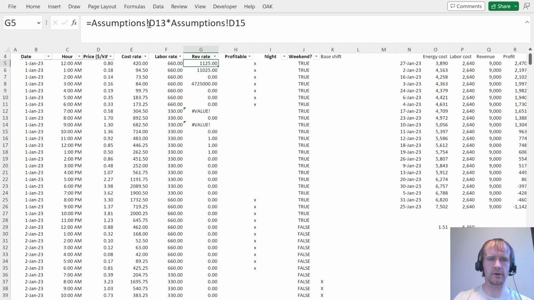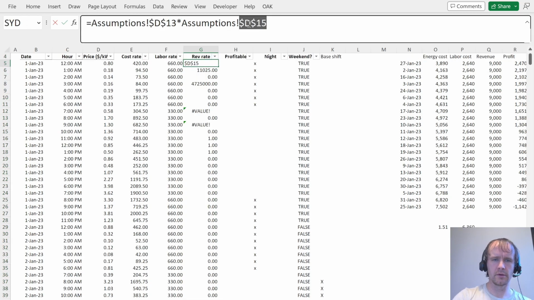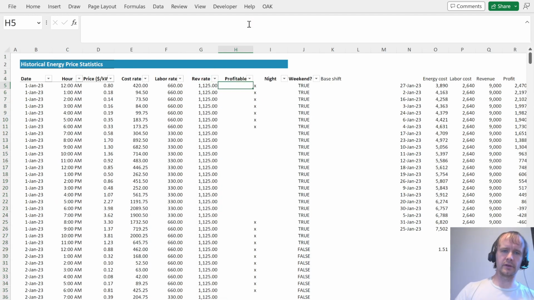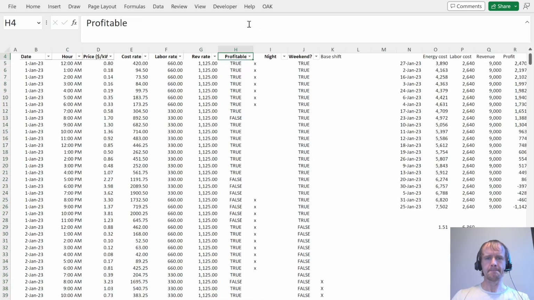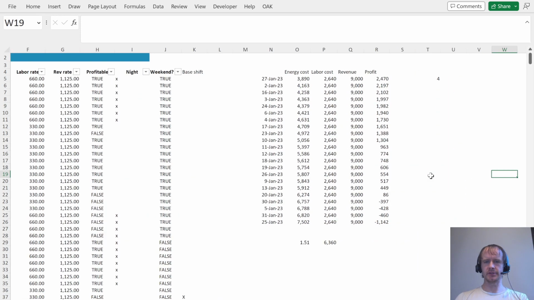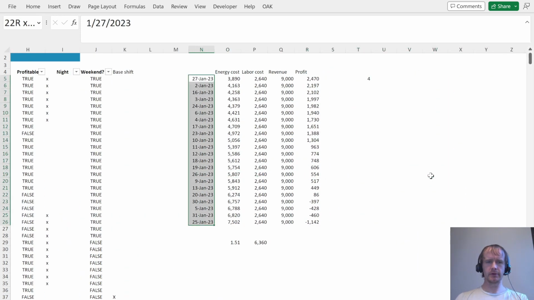Oops, sorry. Gotta lock. So then equals this minus this minus this. Oops. Minus this is greater than 0. So that's whether it's profitable. But then the real question is, well, okay. So I'm gonna have to figure out for each day what we want to do.